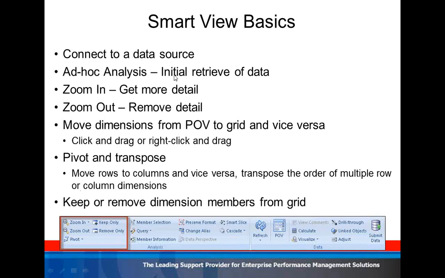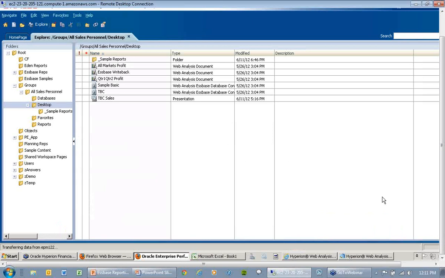So the basics of SmartView are: you're going to connect to a data source, you're going to do this command called ad hoc analysis, and then you're going to do your basic reporting and analysis commands of zooming in for more detail, zooming out for less detail, moving dimensions around by clicking and dragging, pivoting and transposing dimensions, keeping and removing only members from the grid. And when you connect to an Essbase database in SmartView in Excel, you get this Essbase ribbon, and really 50 or more % of the time you're going to use these first 5 commands, the basic commands. And let's take a look at that here.